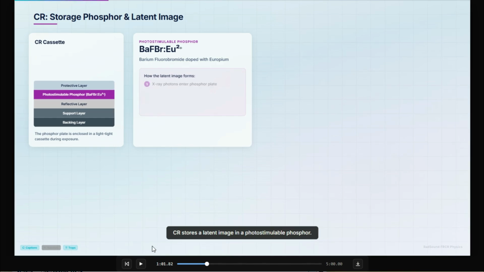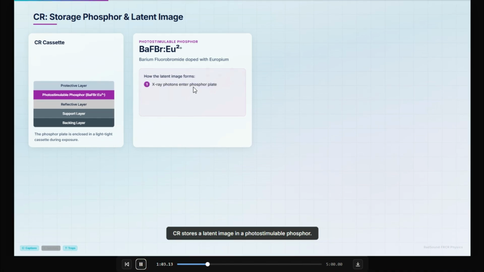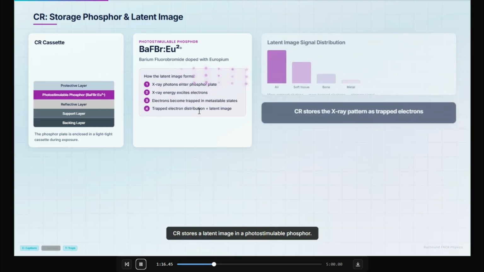So how is the latent image formed? We get our X-ray into the photostimulable phosphor plate. The X-ray comes into the phosphor plate, then the energy excites electrons. Then those excited electrons become trapped in a metastable state. That trapped electron distribution will lead to formation of the latent image.